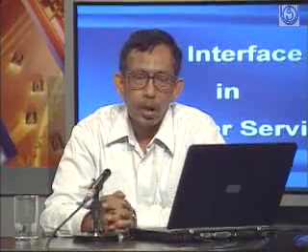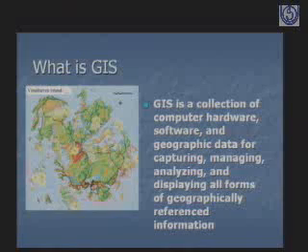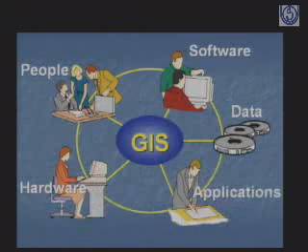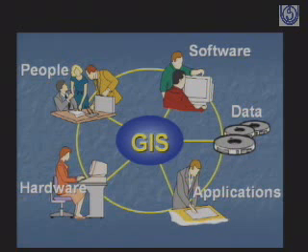GIS is a collection of computer hardware, software and geographic data for capturing, managing, analyzing and displaying all forms of geographically referenced information. GIS is basically a combination of software, data, applications, hardware and people. When we talk about GIS, it is basically geography linked with a database.